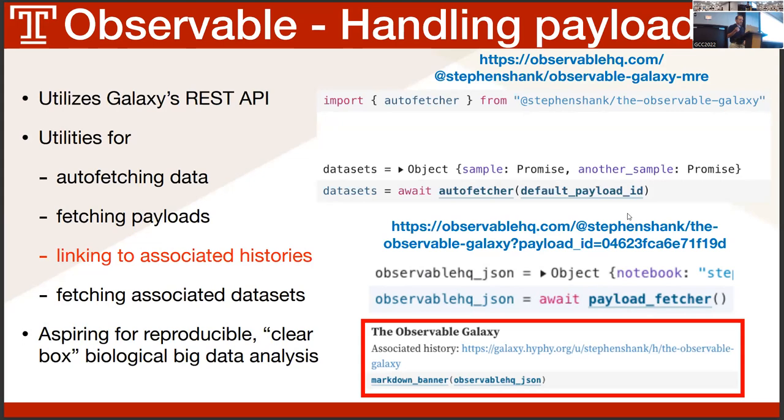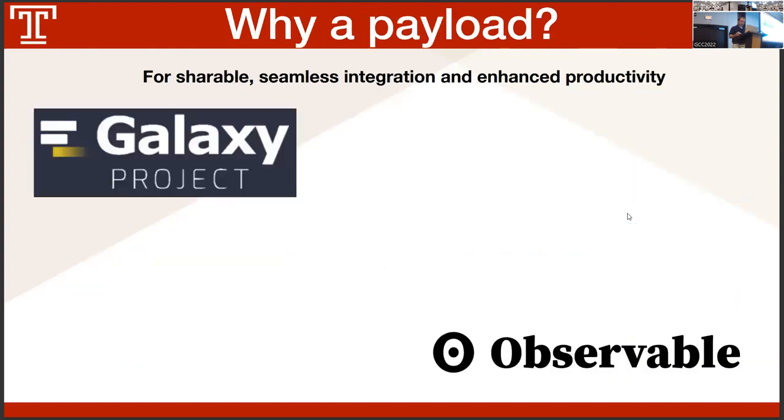So we're really aspiring here for reproducible, what I call clear box biological big data analysis. Clear box in the sense that you can look at any aspect, shine a little light with a notebook on some data set. I would say that you really want to do the giga and terascale data processing within Galaxy and cut it down to kilo and megabyte scale in Observable, just because we will be sending data over the web via the REST API, but just a caveat.